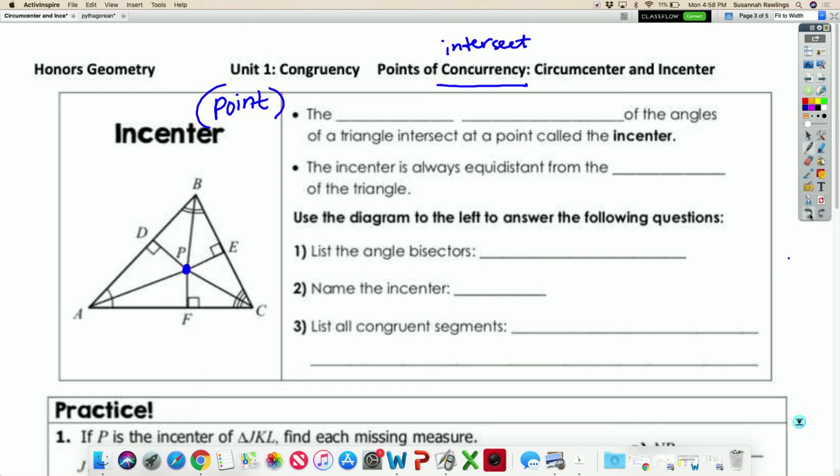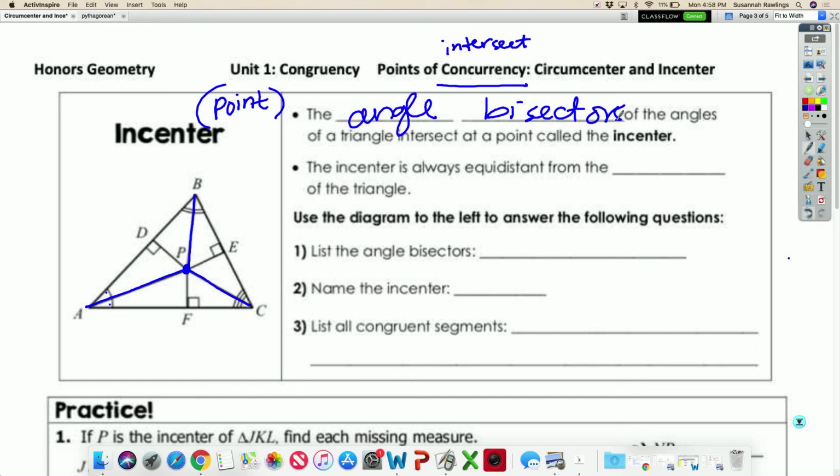But we do want to know what types of lines are intersecting here. If I look at those three lines intersecting, we see that they have congruent marks on each side of the angle, which tells me that these are angle bisectors. So these are when angle bisectors intersect. Okay, so they intersect at the incenter.